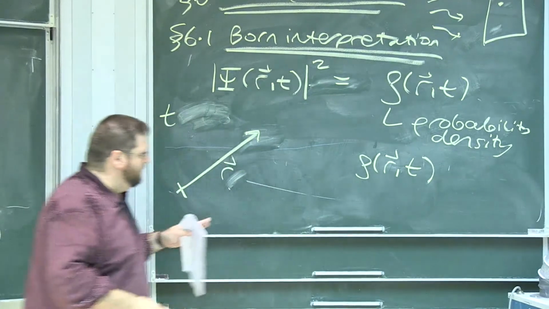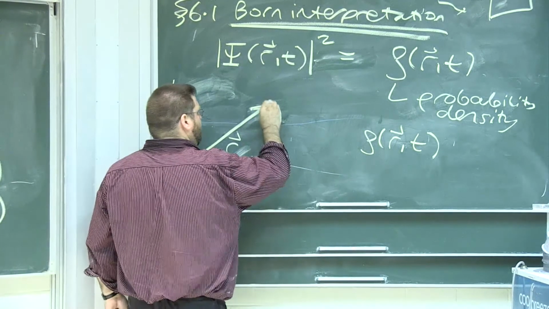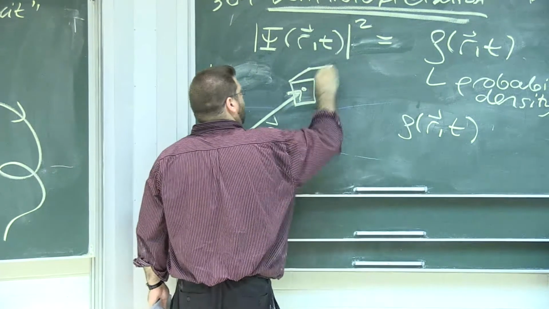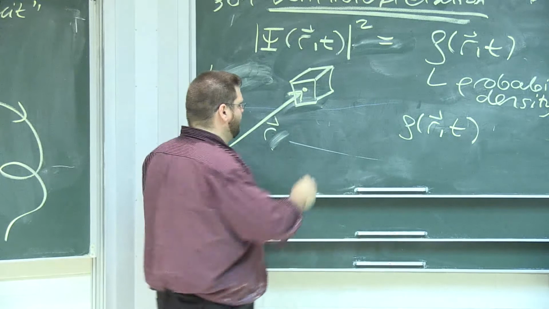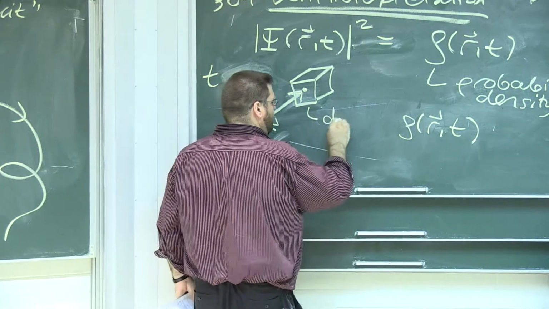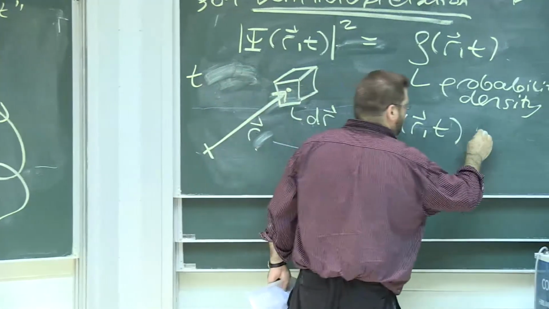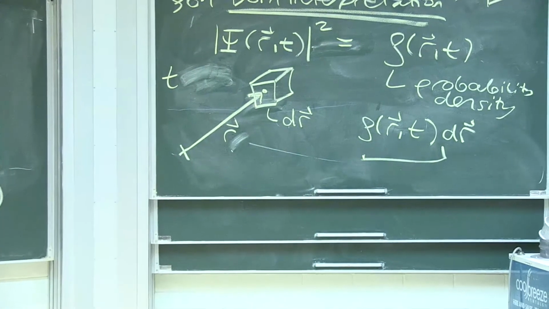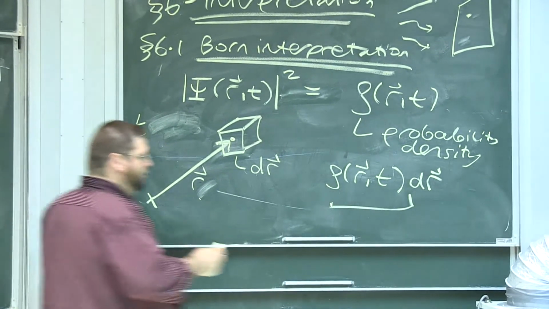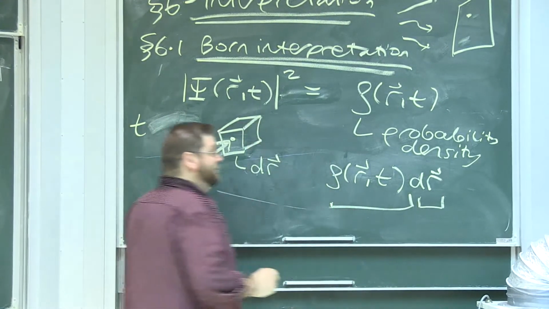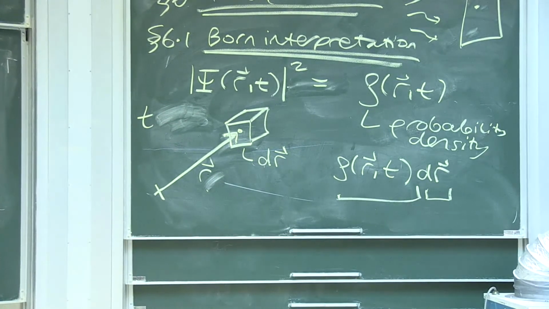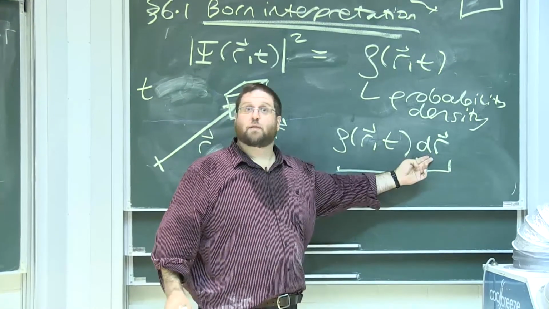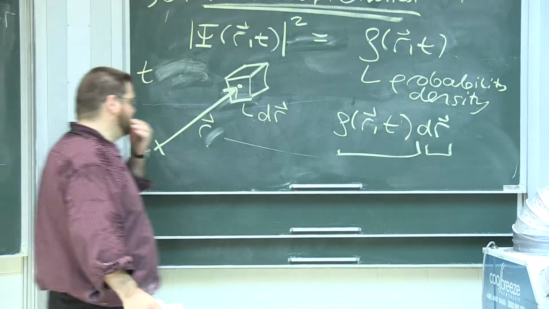So what does this probability density mean? Well, let's choose this particular point, described by position vector r. Let's erect an infinitesimal box here. And this infinitesimal box will have volume dx, dy, dz, which I'll denote as dr. Now this is a probability density, it's a probability per unit volume. If I multiply probability per unit volume times a volume, then I get a probability. Just to repeat, a probability per unit volume, a probability density, multiplied by a volume is a probability.